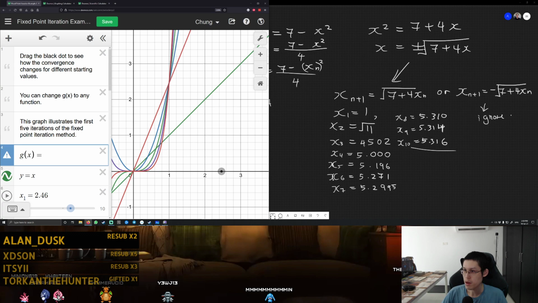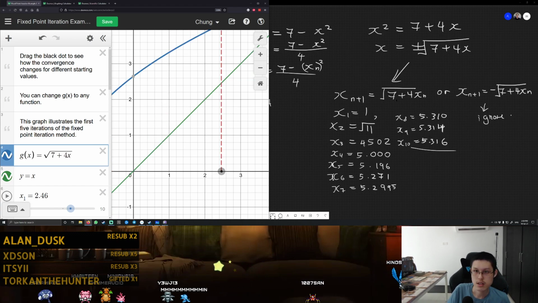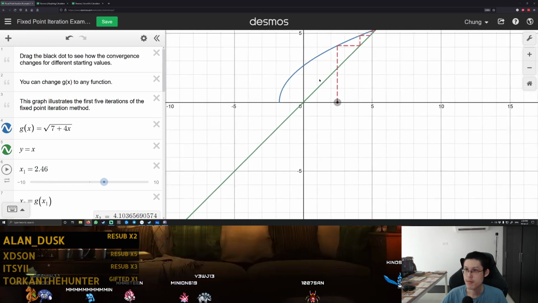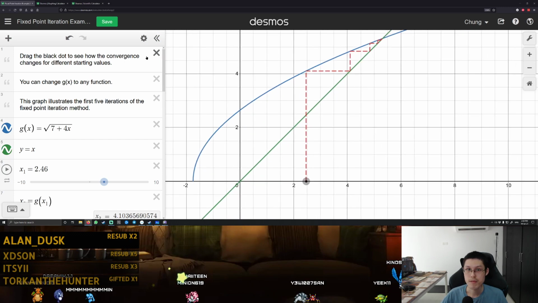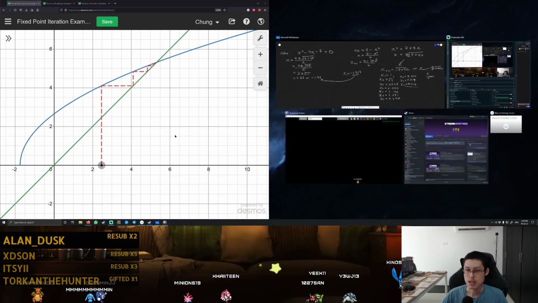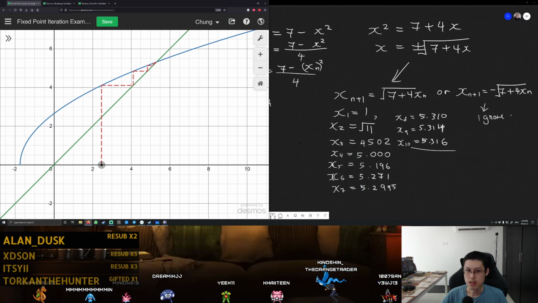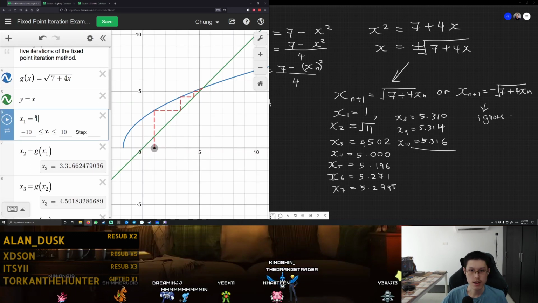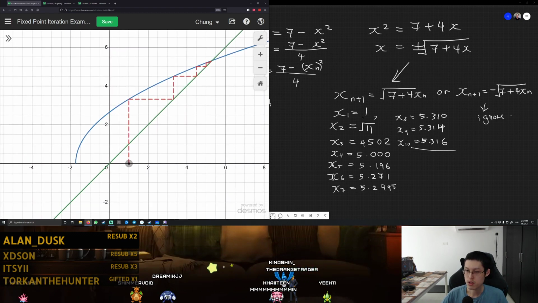So let's say this one here, square root of 7 plus 4x. Okay, is this nicer? Oh, this is much better. There we go. Let me just move this here. See if I can walk you through it. So you can see initially we've chosen, wait, what's our initial value? Our initial value we chose 1. So initially we chose x equals 1.